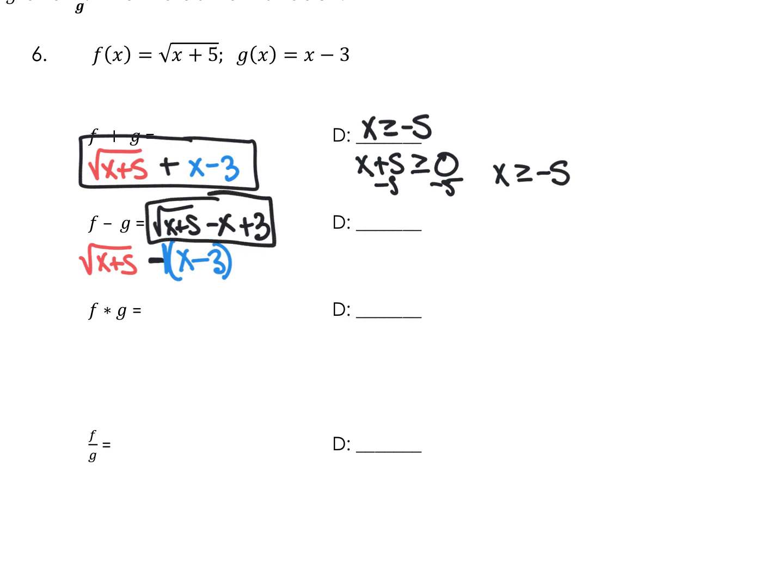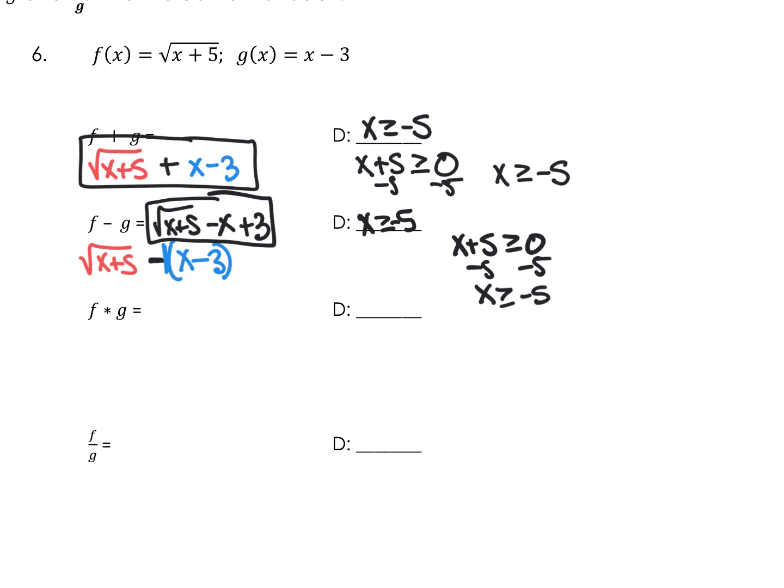Now we need to look at the domain of this one. This one has the square root, no denominator, no square root in the denominator, so we're going to take what's under the square root, set it greater than or equal to 0 because it needs to be positive or 0. Subtract 5 from both sides, and we get x is greater than or equal to negative 5. So the same answer as the previous one because it's still the same domain issue as the radical.